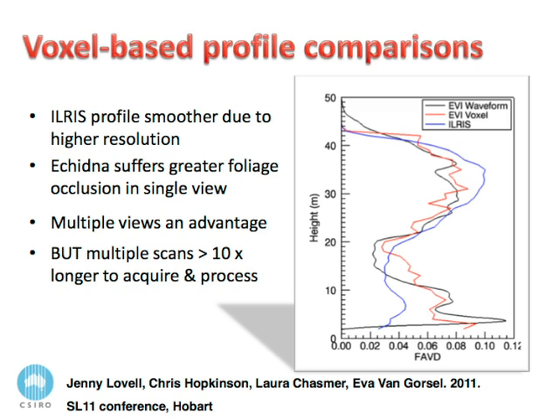Fundamentally, that's not a big deal. We could always make the Echidna faster. That's a trivial thing, but that's why the ILRIS profile looks a little bit more smooth.